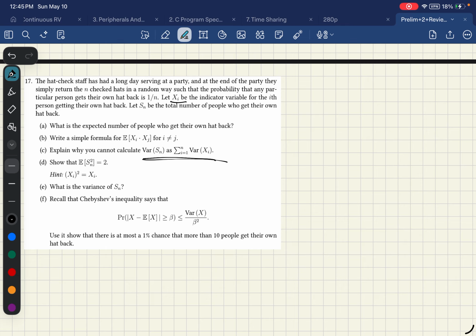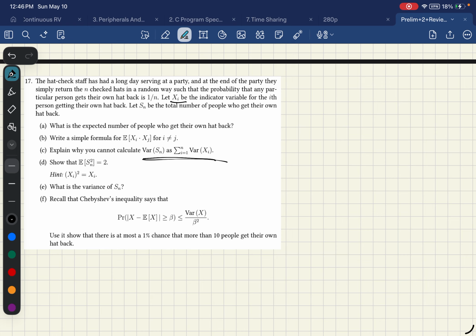So the hat check staff had a long day of serving at a party, and at the end of the party, they simply returned the n checked hats in a random way such that the probability that any particular person gets their own hat back is 1 over n. Let x sub i be the indicator variable for the ith person getting their own hat back. Let s sub n be the number of people who get their own hat back. Part A is asking, what's the expected number of people who get their own hat back?